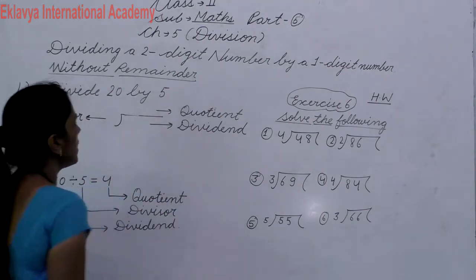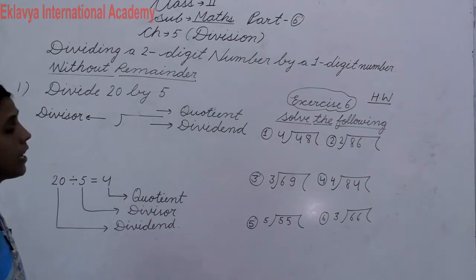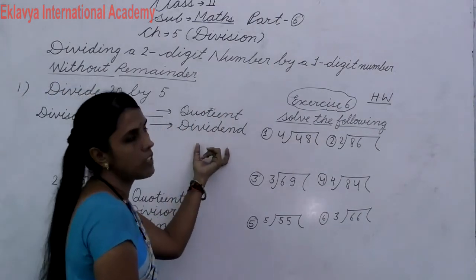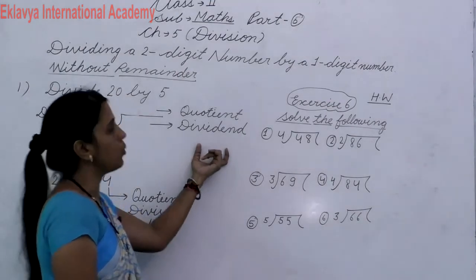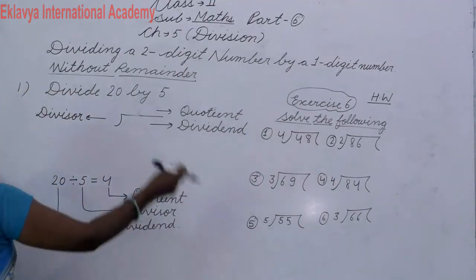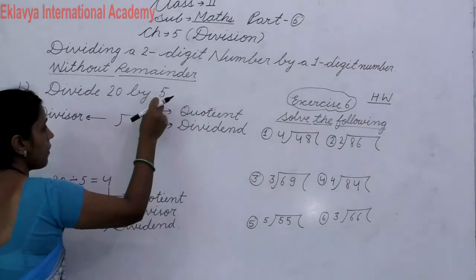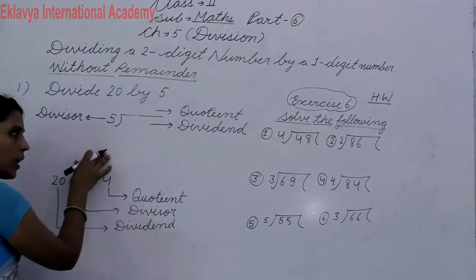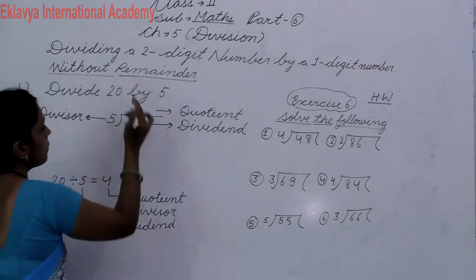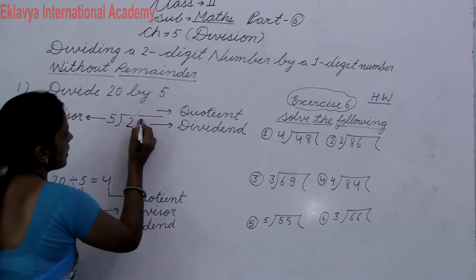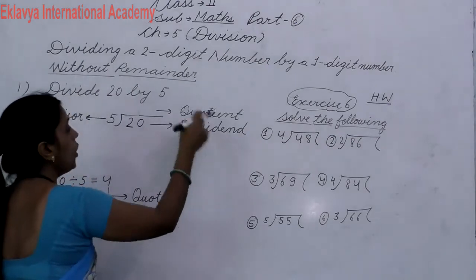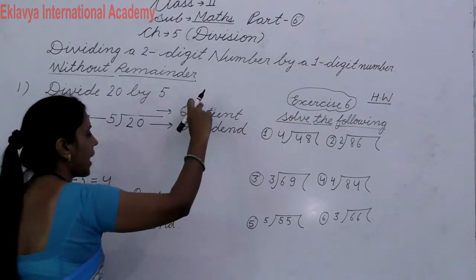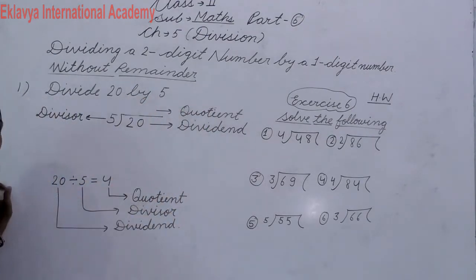First of all, students, in our previous lecture I told you what is divisor, what is quotient and what is dividend. But again I am telling you. Listen, beta. This digit we will say divisor. We will put it in that place. And this digit, which we put inside that sign, we will say dividend. The answer we get from this question, we will say quotient.